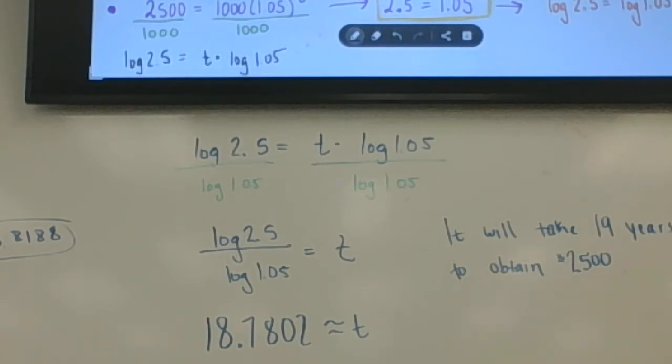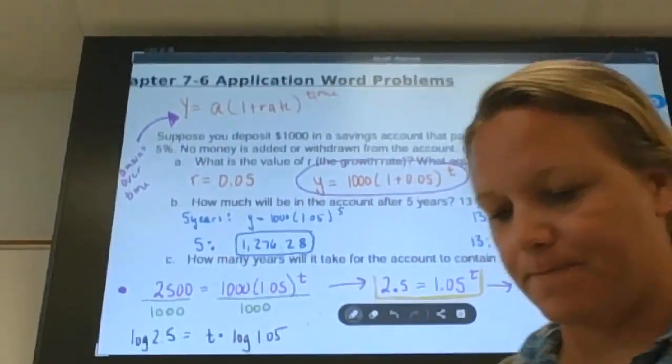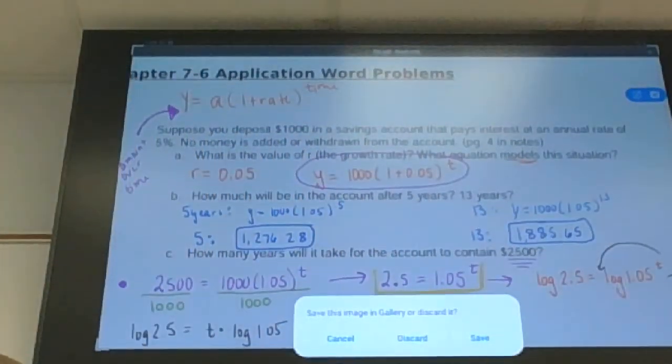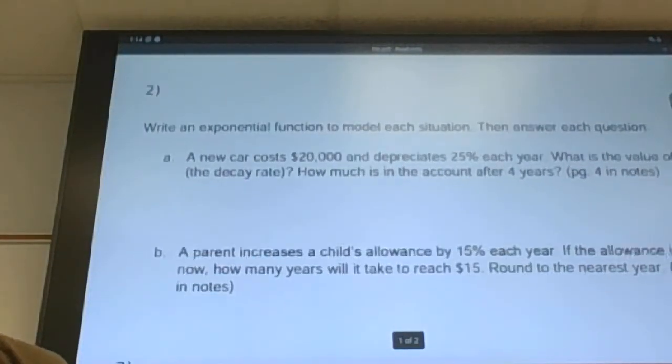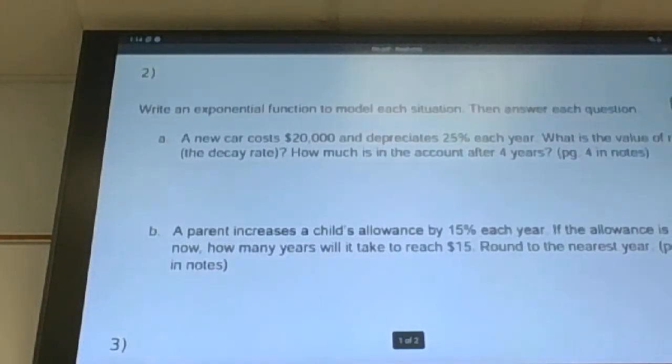Less than 3 weeks. $1,000. Okay, ready for another one? Yeah. Hold on, let me see if I can try to do this by myself.